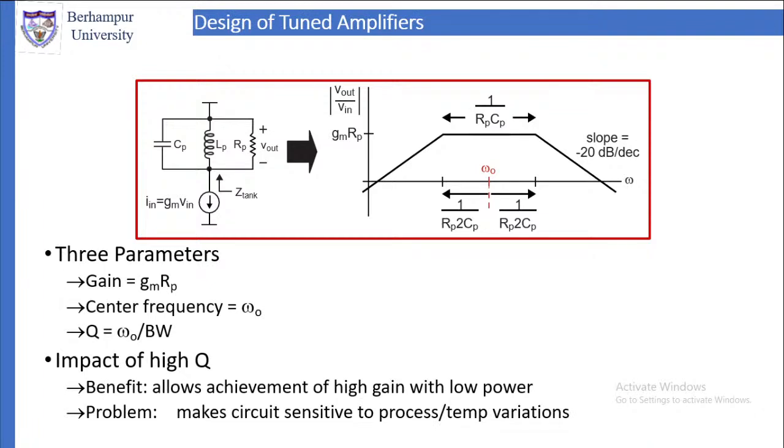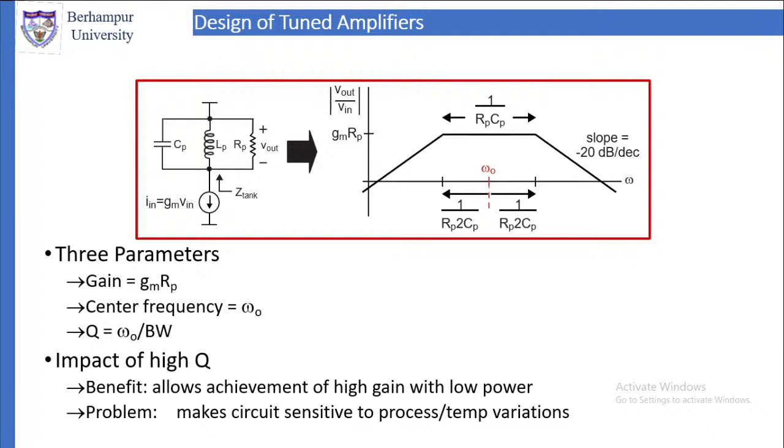Now when we are going to design a tuned amplifier using these principles and concepts, how are we going to design the amplifier? There are three parameters which are important for the design. First is the gain of the amplifier. Gain is Gm into Rp. Then the center frequency, which is omega 0. Last parameter is the Q, which is omega 0 by bandwidth, or omega 0 into Rp into Cp.